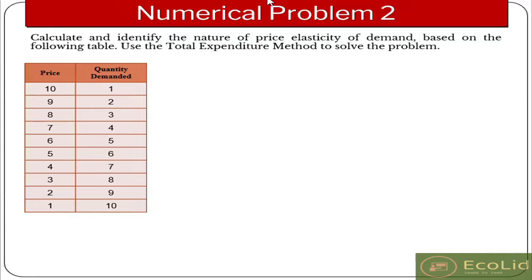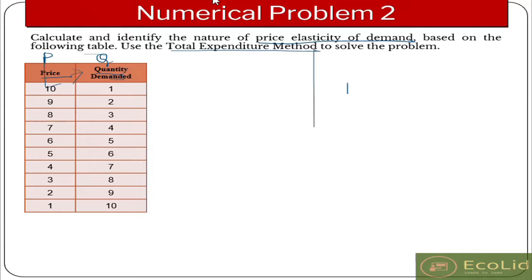We have the data on the price and the quantity demanded. So we know what is our P, we know what is our Q. Now what is the question? The question here is that we are asked to find out the price elasticity of demand using the total expenditure method. So whenever this type of question comes, what is the formula that we need to write?